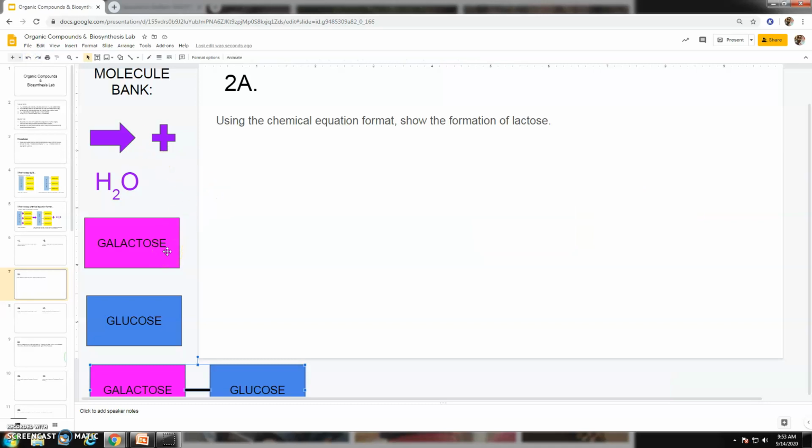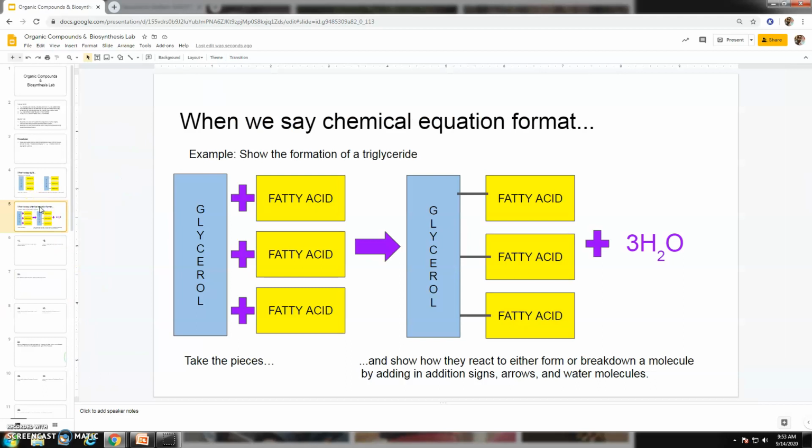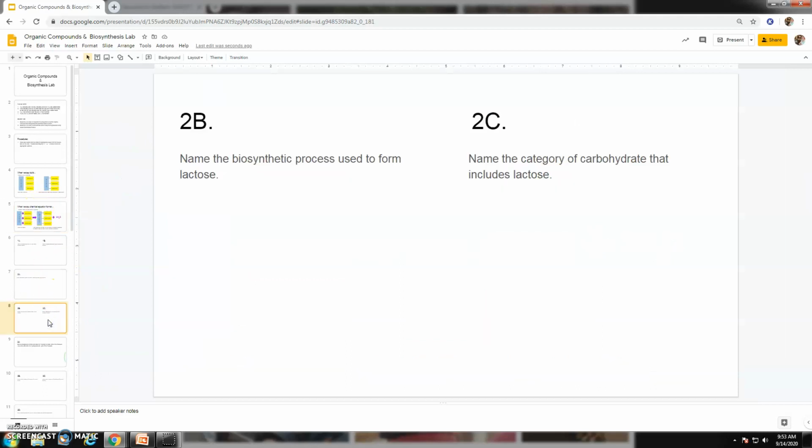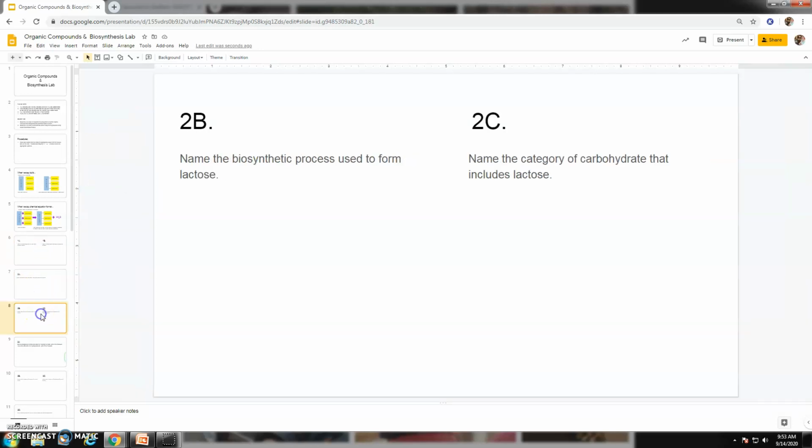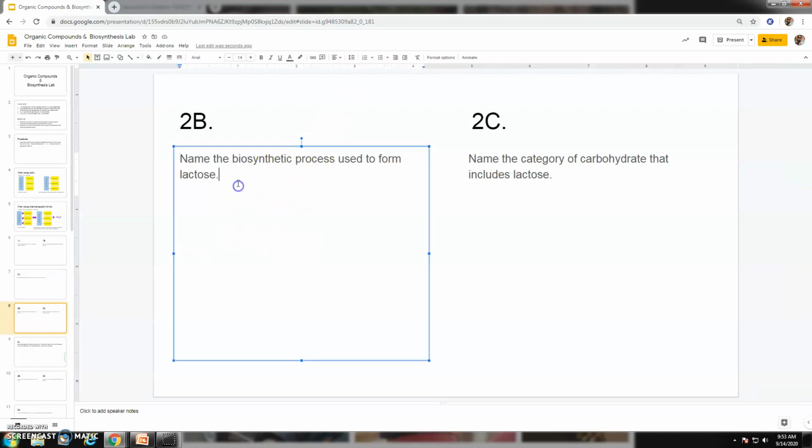So you will, using the chemical equation format, show the formation of lactose. You could reference this slide if you need to. For questions like this, name the biosynthetic process used to form lactose, you can just type in your answer. There's nothing that you need to drag. You don't see anything on the side, so you can just type in your answer.